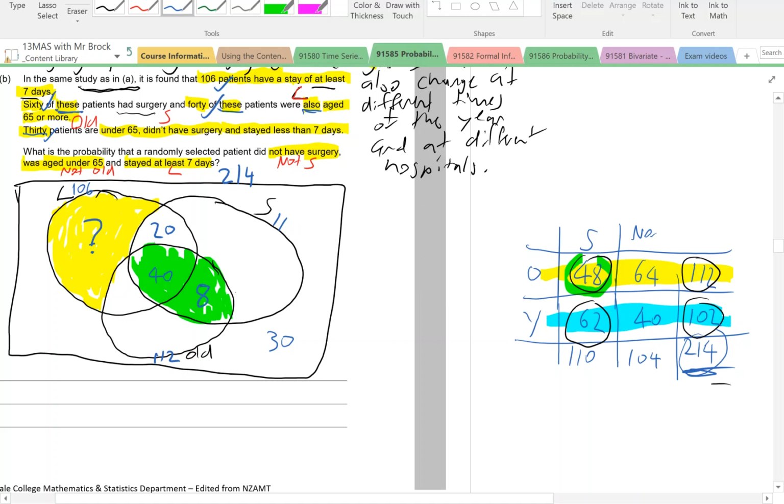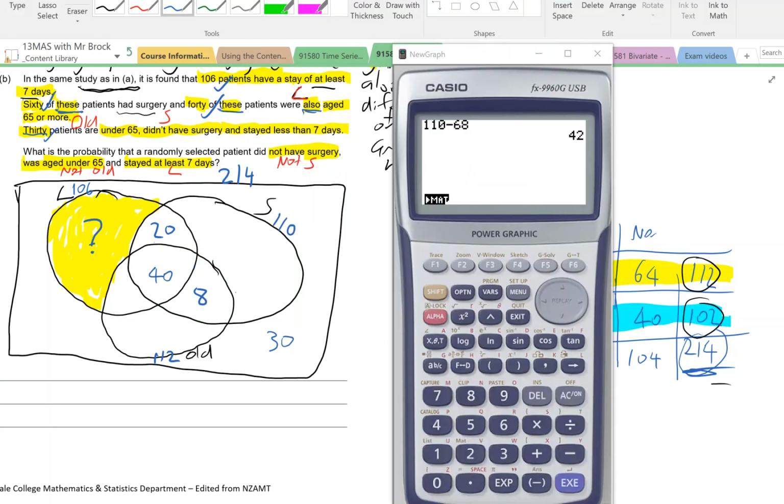Okay, and what else do we know? Well, we can now work out this region, can't we? So 110 minus 20 minus 40 minus 8, so minus 68, and what's that? 42.